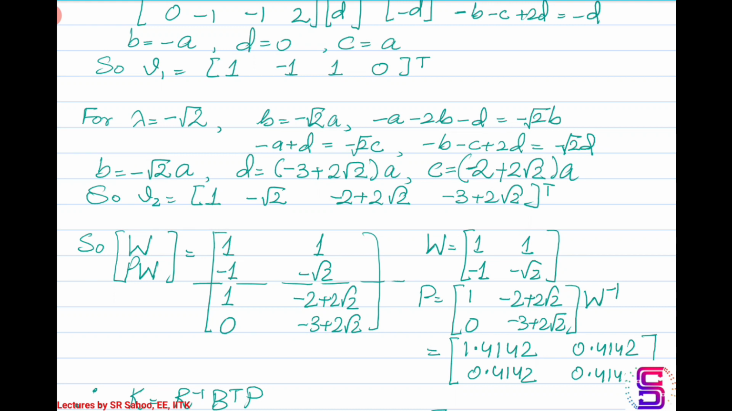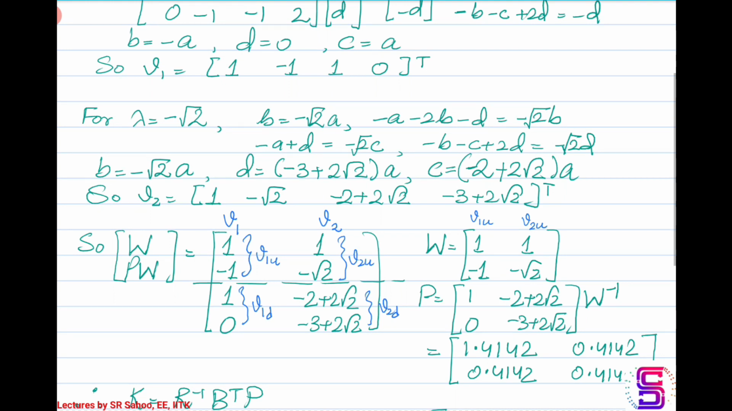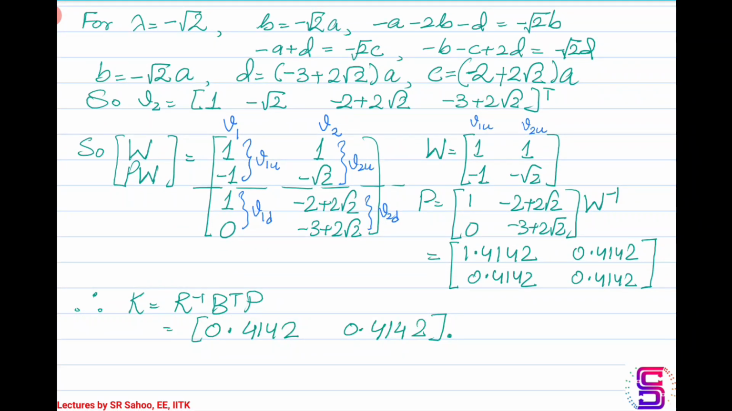Okay, so the WPW matrix is essentially composed of v1 and v2. So this becomes my v1u, this is my v2u, this is my v1d, and this is my v2d. Okay, so from here, correlating LHS and RHS, I have my W to be of this form, and hence P is this matrix multiplied by W inverse, which gives me this particular matrix.